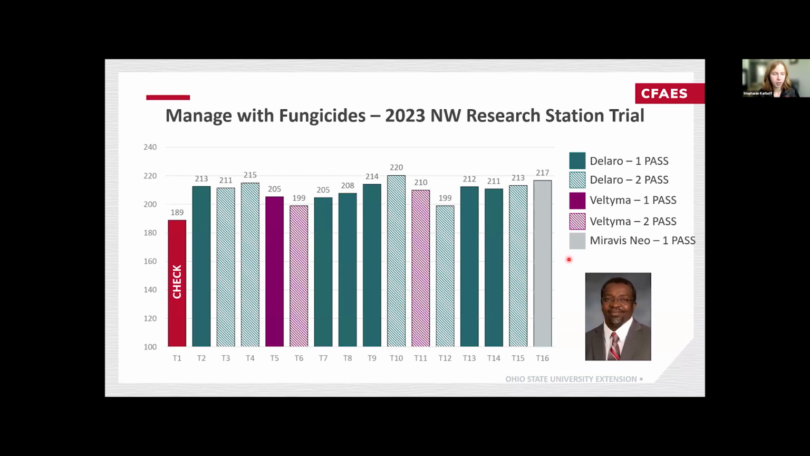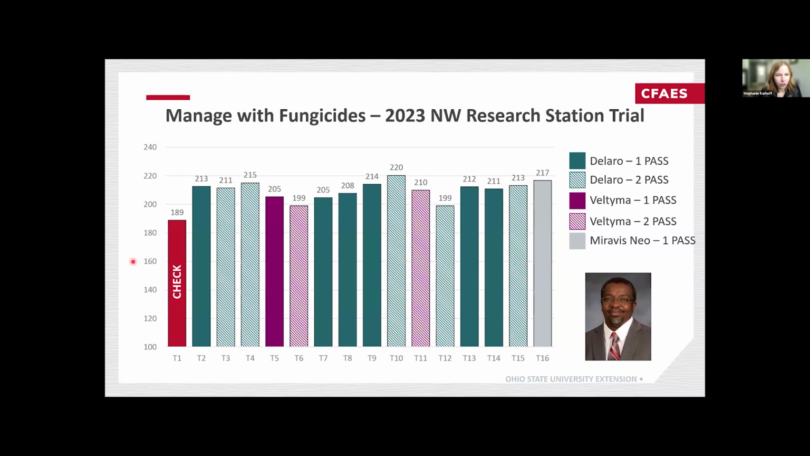So manage first with hybrid resistance. And then secondly, especially with fields that have a history of tar spot, consider a fungicide application. So there's a lot going on here. This is a foliar fungicide trial done by our corn and wheat pathologist, Pierce Paul, at the Northwest Research Station up in Hoytville, Ohio.